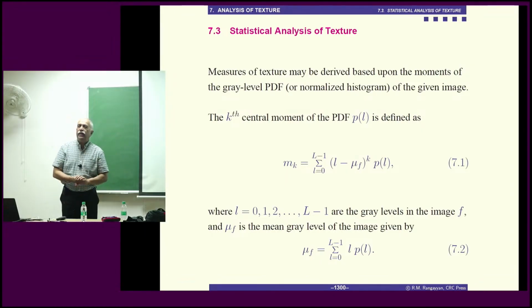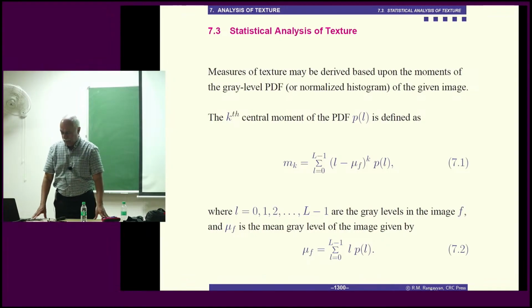Analysis of texture could be done using statistics or structure. The two main branches of analysis of texture are statistical and structural. Structure implies the use of measures to represent the texton and how they are placed. You need to identify some pattern in order to describe structure.